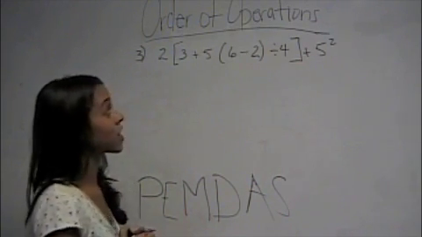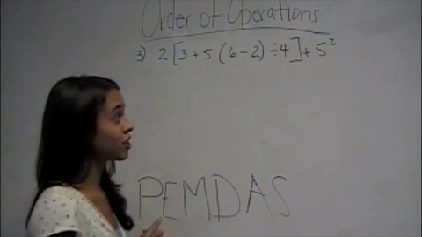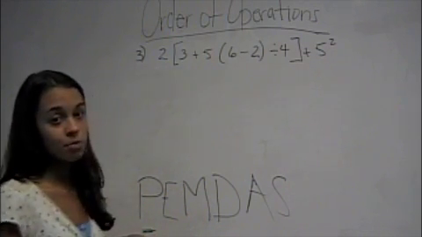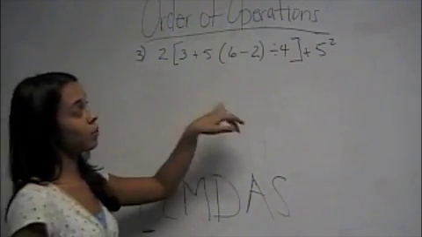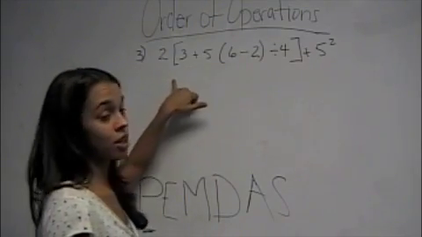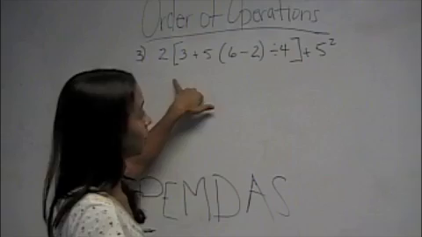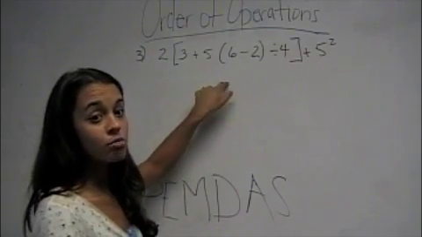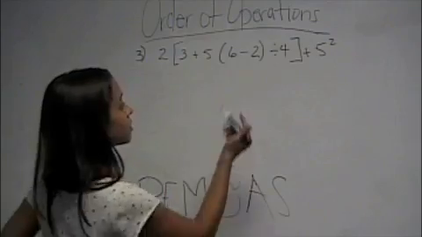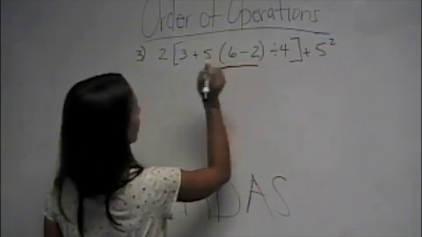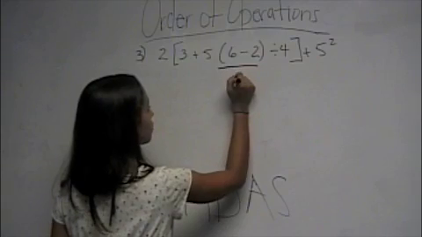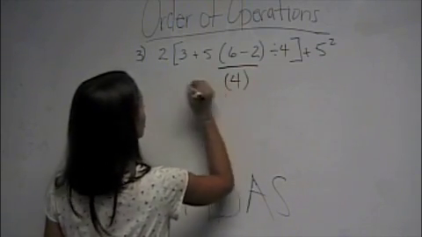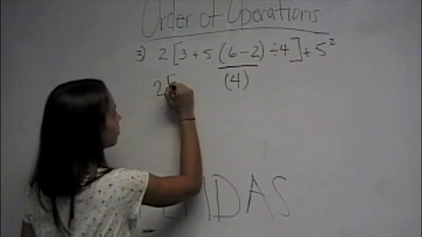Alright, now we're going to work number 3. It's a little bit more challenging of a problem. Let's start with parentheses. Guess what? We have parentheses and brackets for this problem. So what we do is work our innermost parentheses first. Let's underline it and solve. That'll be 4. So bring down the rest of the problem.